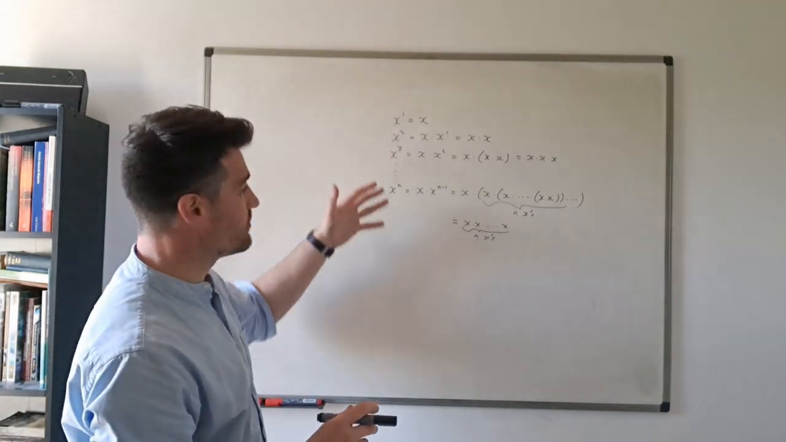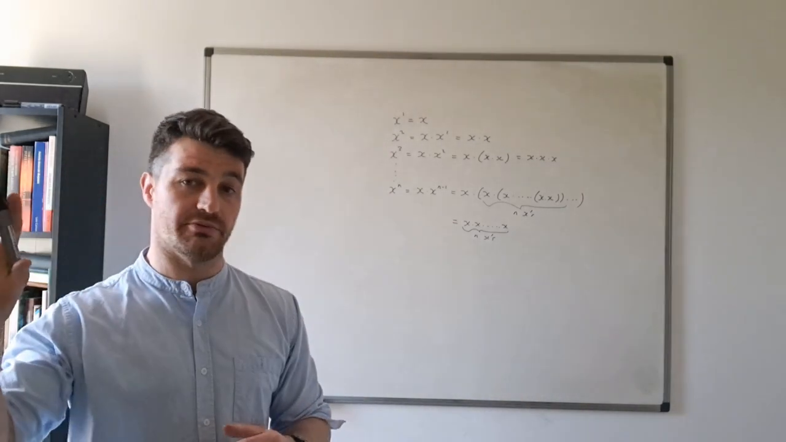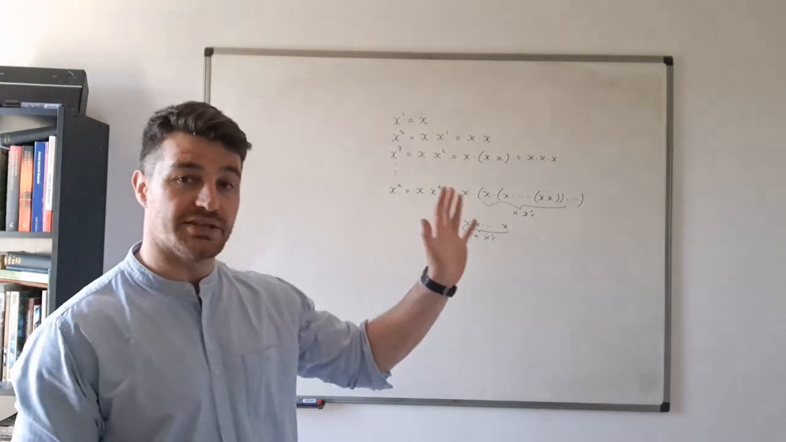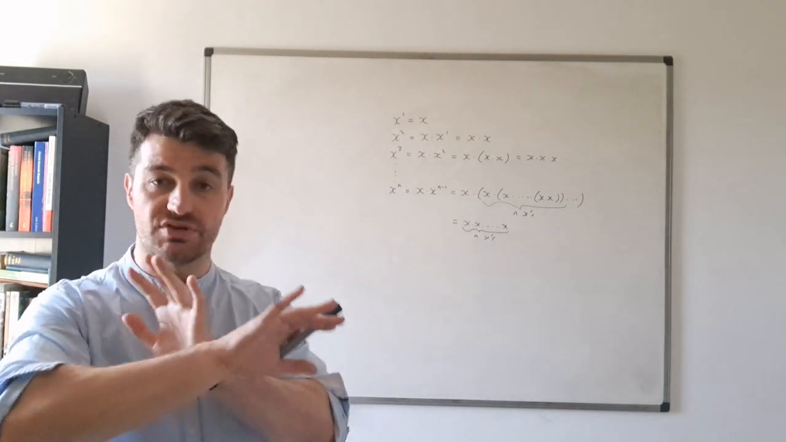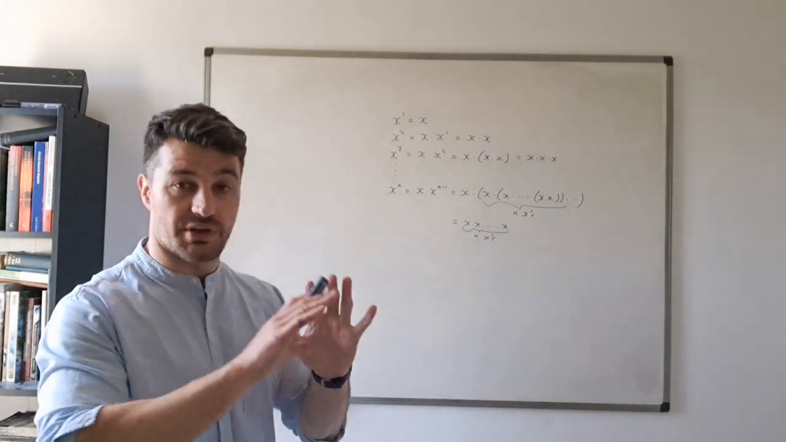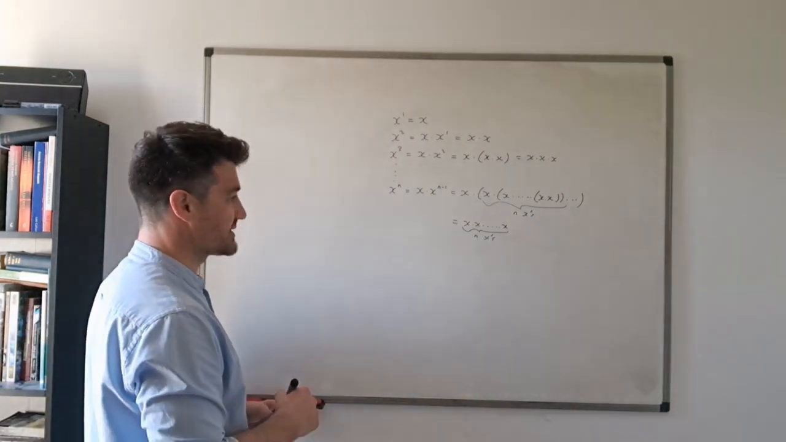This doesn't tell me what it means for x to the power of square root of 2 or x to the power of minus 2/3 or anything like that at this stage. We have none of that. This is where we are. We've just got positive integer powers of x.